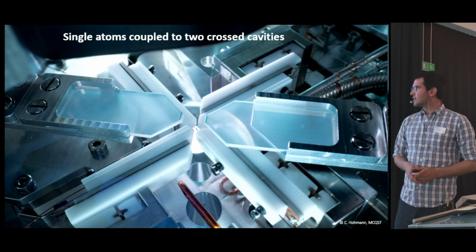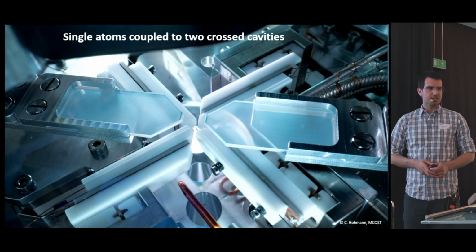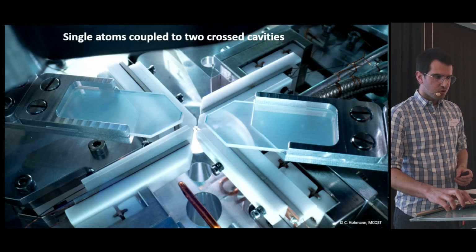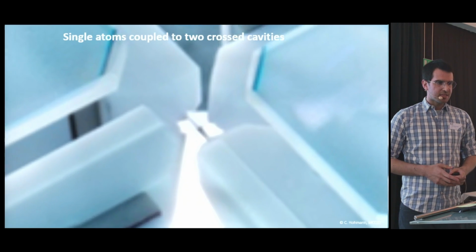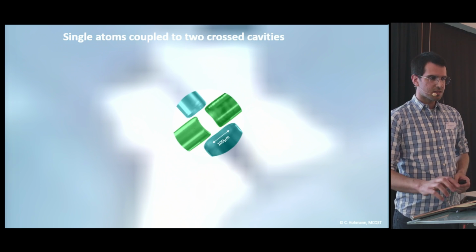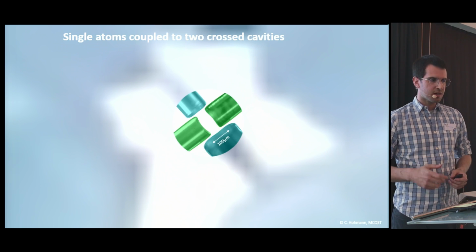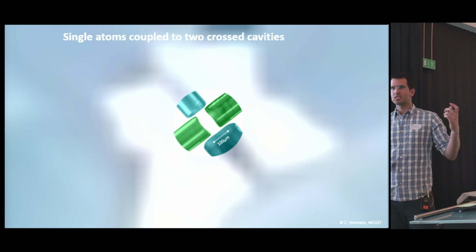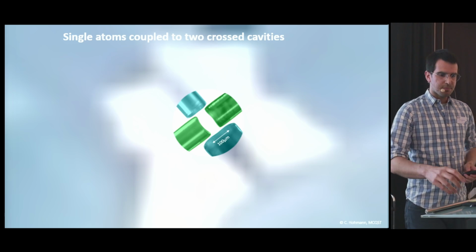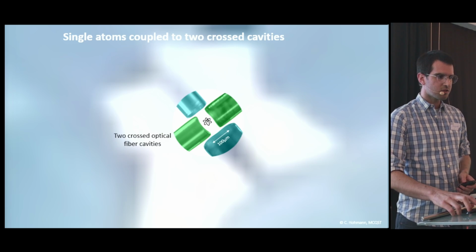Okay, so here you can see an image of how the setup looks. This is the inside of our vacuum chamber. If we zoom in at the center, we can see these four fiber tips, forming the two optical cavities with an intracavity separation of around 100 micrometers. And we trap single atoms at the center.